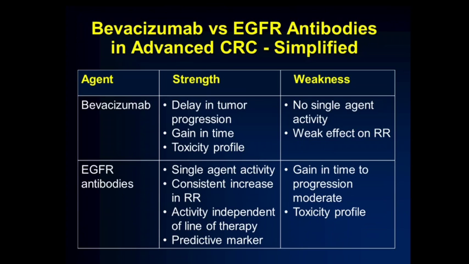When comparing whether to use bevacizumab or EGFR antibodies, basically there are pros and cons of each. The benefits of bevacizumab are that it delays tumor progression and has a better toxicity profile, and the weakness is that there is no single agent activity and a weak effect on response rate. Whereas with EGFR inhibitors, there is single agent activity, there's a consistent increase in response rate, there's activity independent of line of therapy, in any line of therapy, and there's a predictive marker, RAS, to determine whether or not patients will respond. The weakness is that the gain in time to progression is moderate, and the toxicity profile, particularly the cutaneous toxicity with skin reactions, can be very significant.